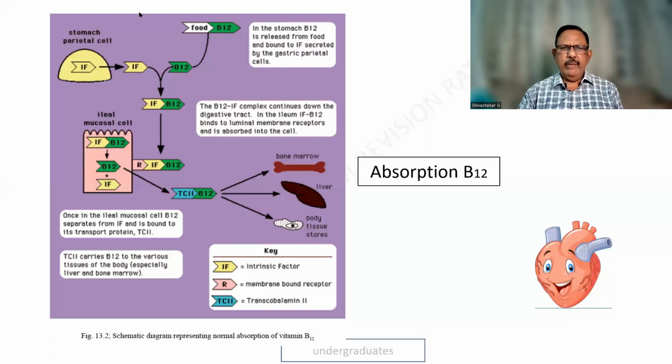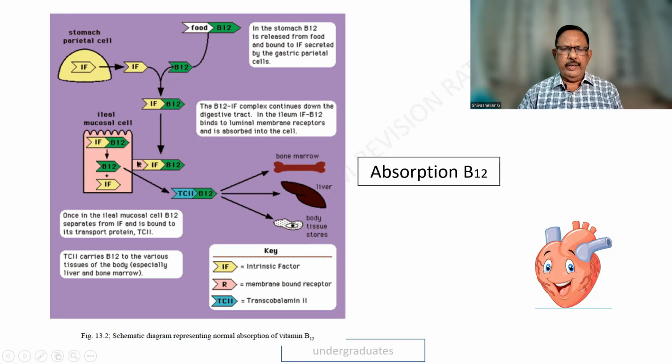The important thing will be the absorption of B12. B12 is taken in by diet, and there is a substance called R binder secreted by the salivary gland. The R binder and the B12 go to the stomach, wherein it is released. The intrinsic factor secreted by the parietal cells gets attached to the B12, and this complex moves lower down and gets attached to the ileal receptor.